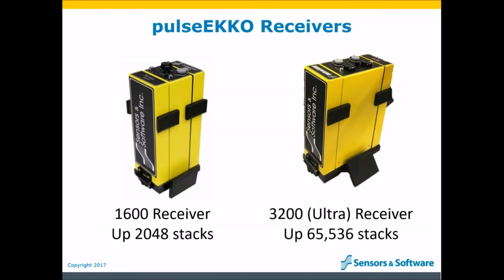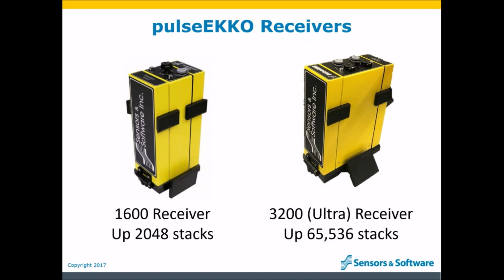With the concept of stacking GPR traces to reduce RF noise in mind, I would like to introduce the pulseEKKO Ultra receiver. It's also known as the 3200 receiver. The original pulseEKKO receiver, the 1600, allows trace stacking up to 2,048 times. Well, the new Ultra receiver is much faster and can stack up to 65,536 times. The 1600 receiver uses DETS, or digital equivalent time sampling, to capture the waveform.